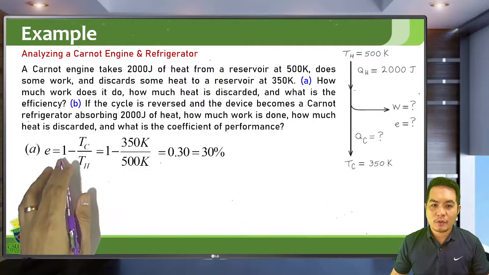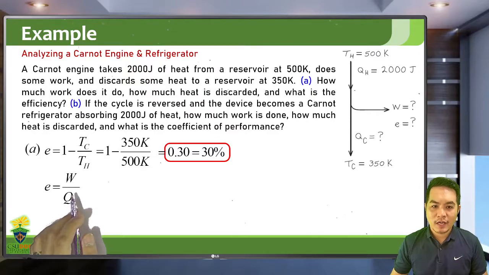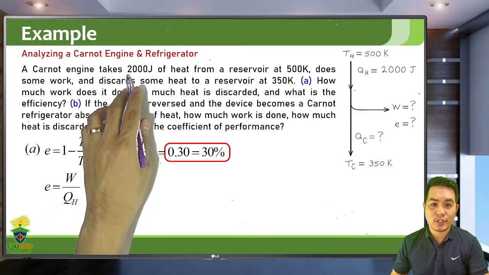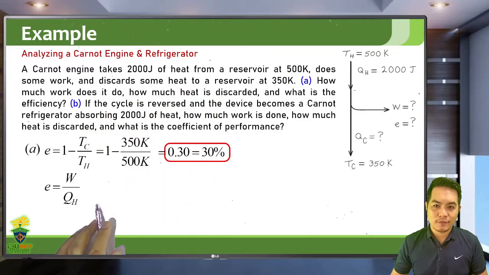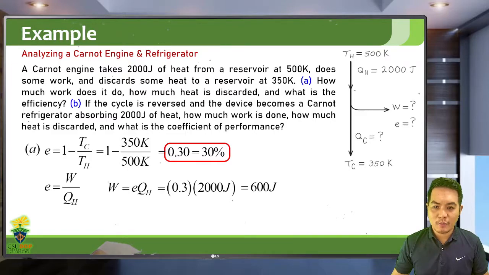Okay, so we now know the efficiency of our engine. We can now solve for the work. Since we now know the efficiency, we now know the heat input, the heat absorbed by your engine. It's 2000 joules of heat absorbed from the hot region. We can now solve for the work. So the work is just E times QH, and you will get 0.3 times 2000 joules. So you will get a work of 600 joules.